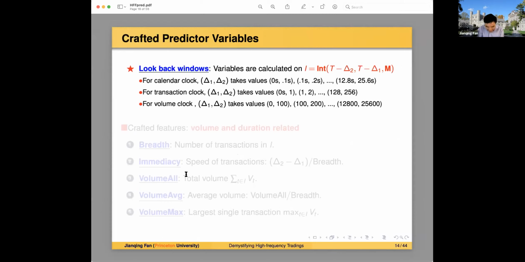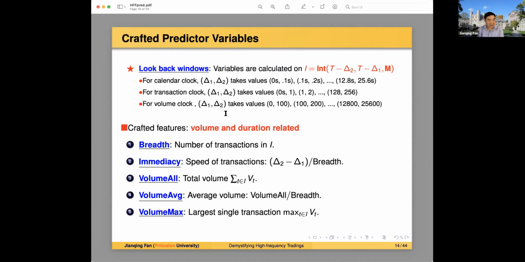So for any given variable that we create or craft, we use different time intervals. We could use the past 0.1 second, or 0.1 to 0.2 seconds, then 0.2 to 0.4 seconds, and so on. So it's like looking at the very near past, and then a little bit more remote and further remote. For the transaction clock, we could also look at the past one trade, the time taken to complete past 1 trade, past 2 trades, and so on. So this is the interval that we defined.